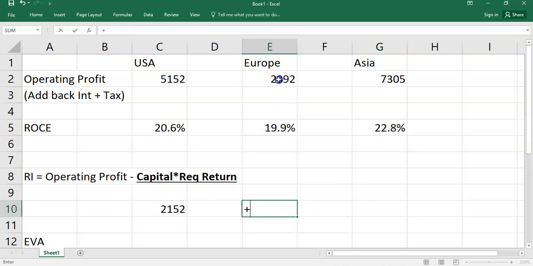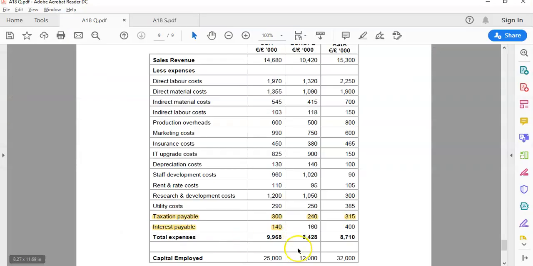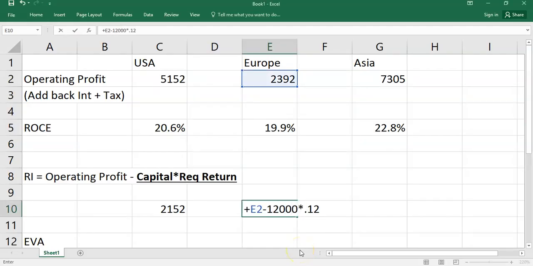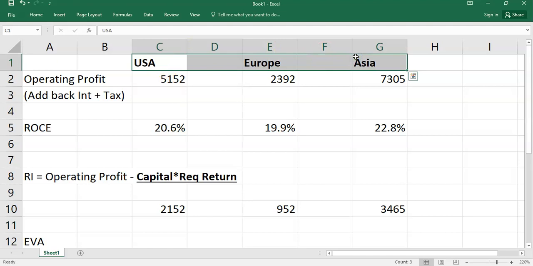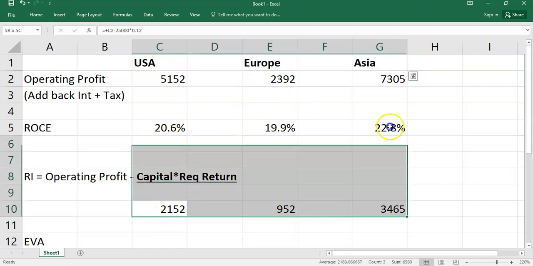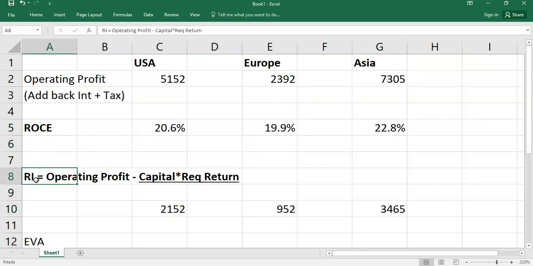Here, the operating profit minus the capital, which is 12 million, times 12%, because they all have the same required rate of return. So that's 952. And the last one then, the Asia division, minus the Asia capital, 32 million, times 12. And they have 3465. So in this case, the ranking is still the same. The Asia division is the best performing. It is the most profit over and above the capital charge. So the ranking there is the exact same. Nothing changes. And that's generally, we can see already why Frank wants to discontinue EVA, because Frank's divisions look the best in ROCE and in residual income, because he's focused on annual profitability and the Asia division.